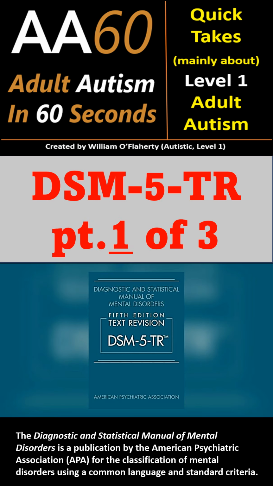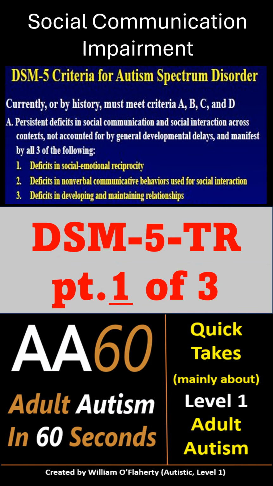How does a person get diagnosed with autism? I'll focus on the criteria given in the DSM-5-TR. This video explains the first of two core criteria that qualifies a person for an autism diagnosis. This first dimension is social communication impairment.